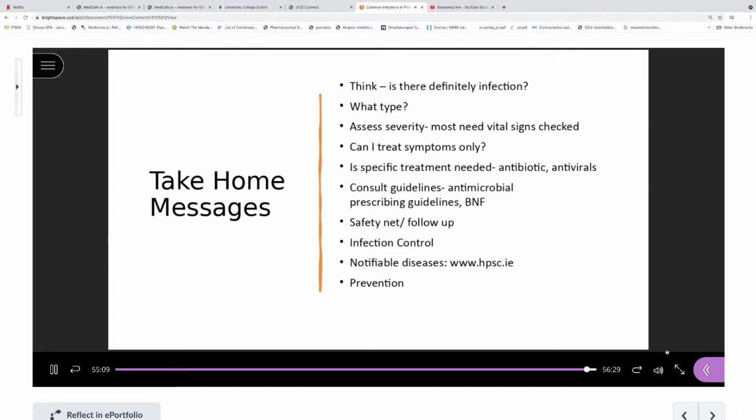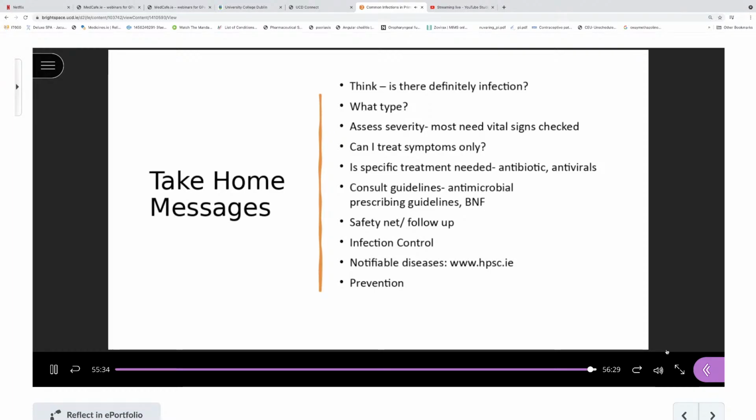So the take-home messages from this talk: if a patient presents with a possible infection, just think, is there infection or not? If you think there is, what type? Do you think it's viral, bacterial? What do you think is the causative organism? Assess the severity. And most people presenting with possible infection will need their vital signs checked, with very few exceptions.